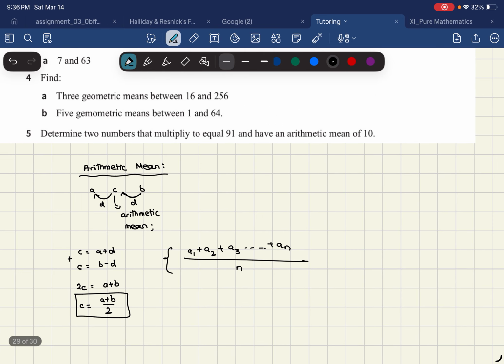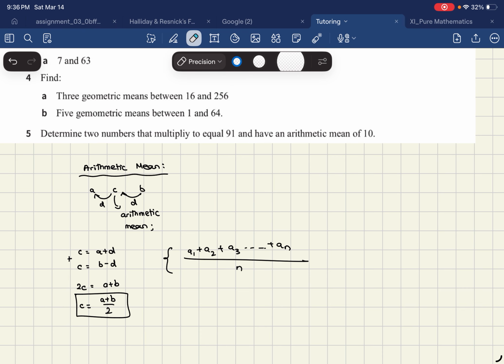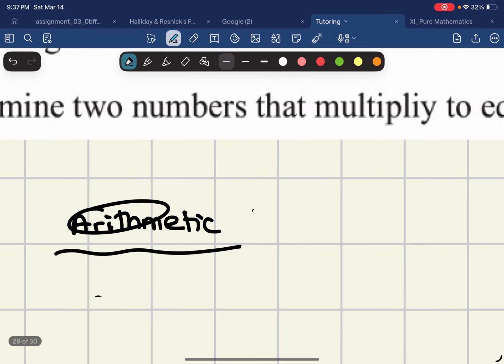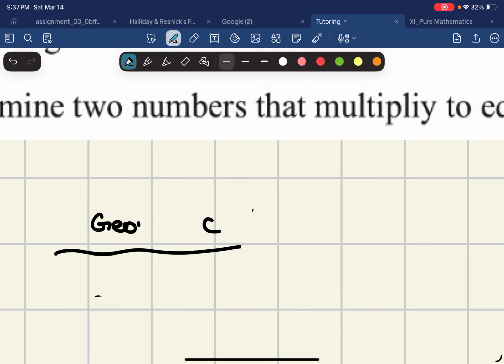Basically, the arithmetic mean is the number that you want to put in between the two given numbers. The arithmetic mean of two numbers is the number that when you put in between those two numbers, it forms an arithmetic sequence. And we apply the same idea. So I hope you remember the general formula. We apply the same formula idea to a geometric mean.